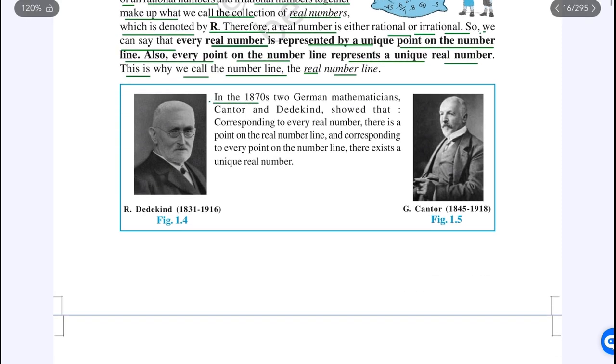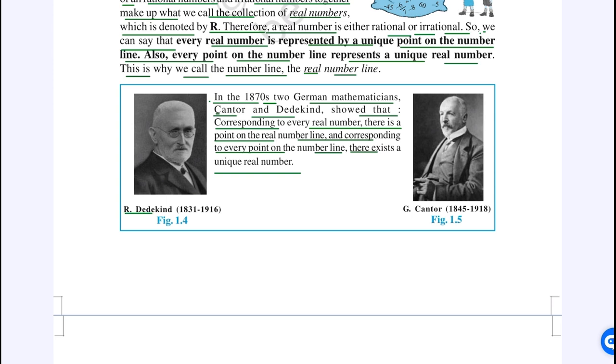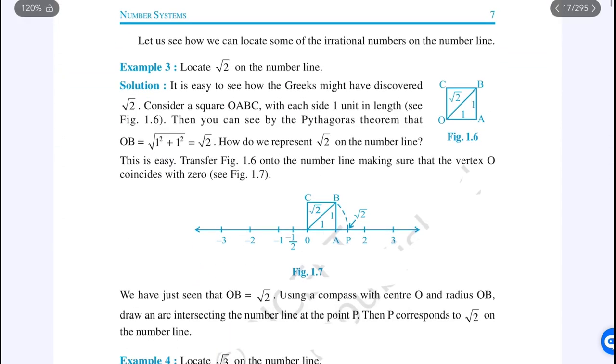In the 1870s, two German mathematicians, Cantor and Dedekind, showed that corresponding to every real number, there is a point on the real number line, and corresponding to every point on the number line, there exists a unique real number. These are Dedekind and Cantor respectively. Let us see how we can locate some of the irrational numbers on the number line.